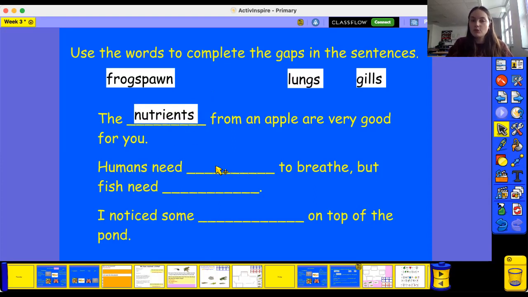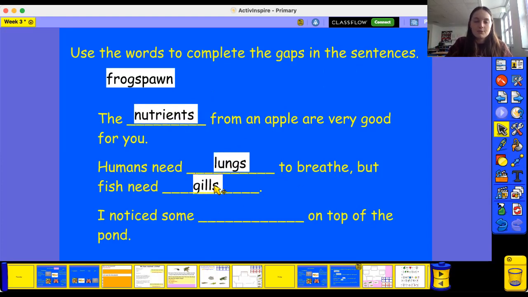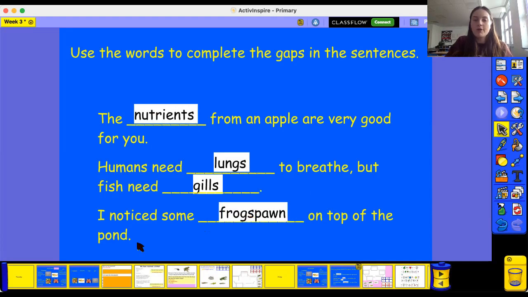Next sentence, this one's got two gaps in it. Humans need blank to breathe, but fish need blank. What do you think those words are? Fantastic, humans need lungs to breathe, but fish need gills, well done. Which means the last one, I noticed some frog spawn on top of the pond. Well done, year 2, what a fantastic start.